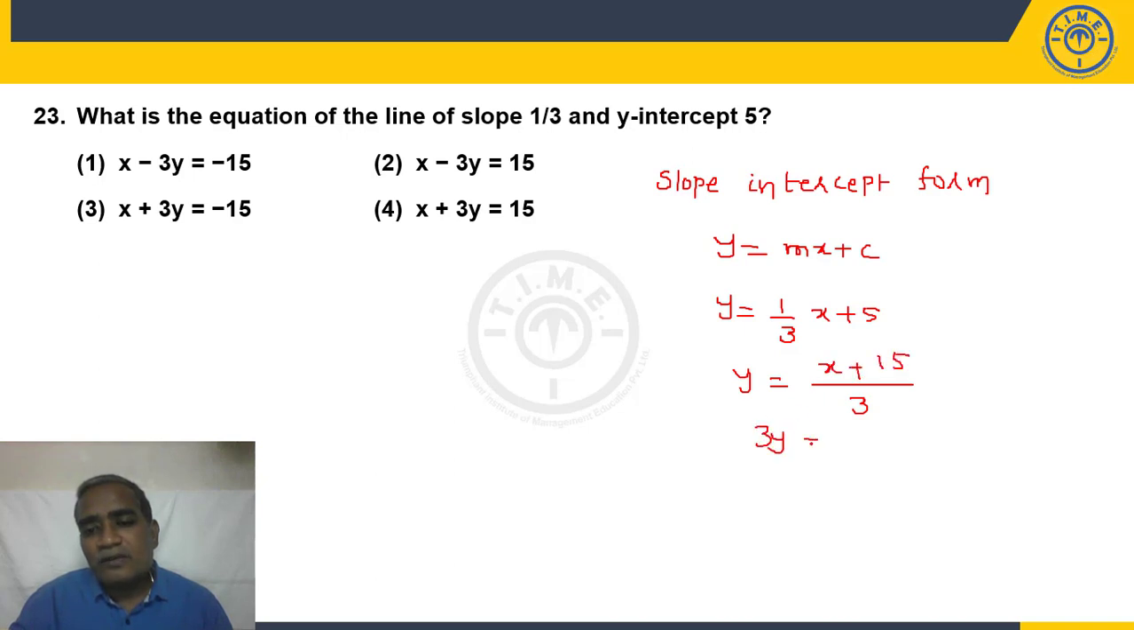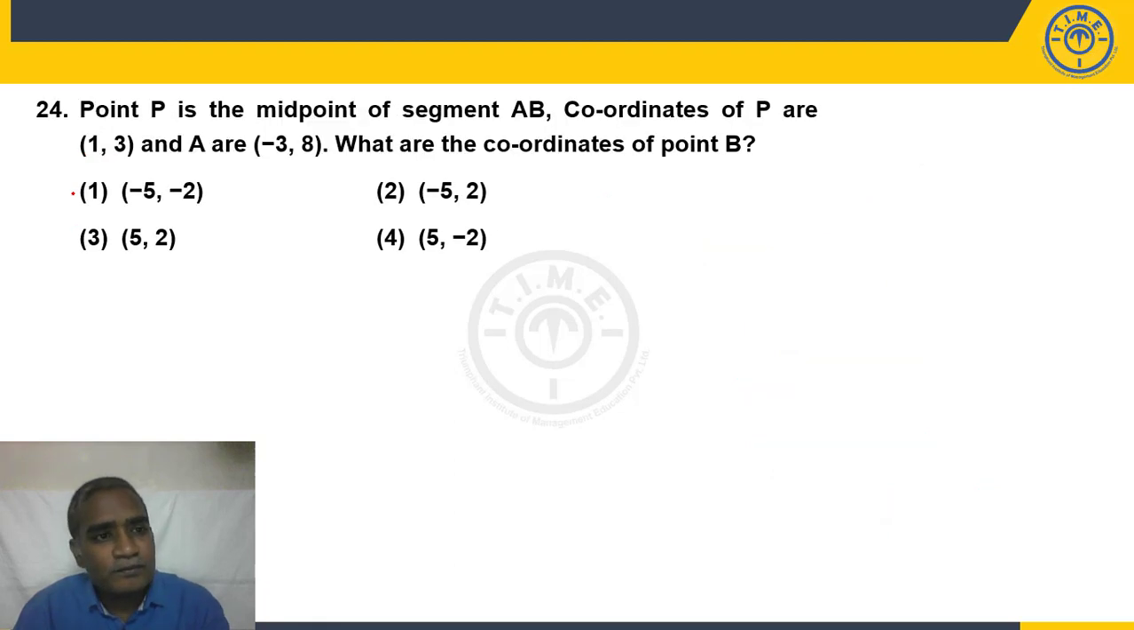3y is equal to x plus 15. X minus 3y is equal to minus 15. This is the answer: x minus 3y is equal to minus 15. Understood? Now move to the next problem.